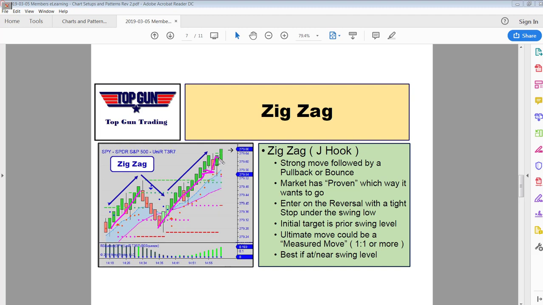And then I usually figure that it's probably going to overshoot it just a fraction. So I use somewhere in the neighborhood of 1.2 to 1.5, 1.3 something. It's basically a Fibonacci expansion. And these pullbacks, where the zigzag bottoms, that's really best if it's at or near a swing level, because that shows really strong support.